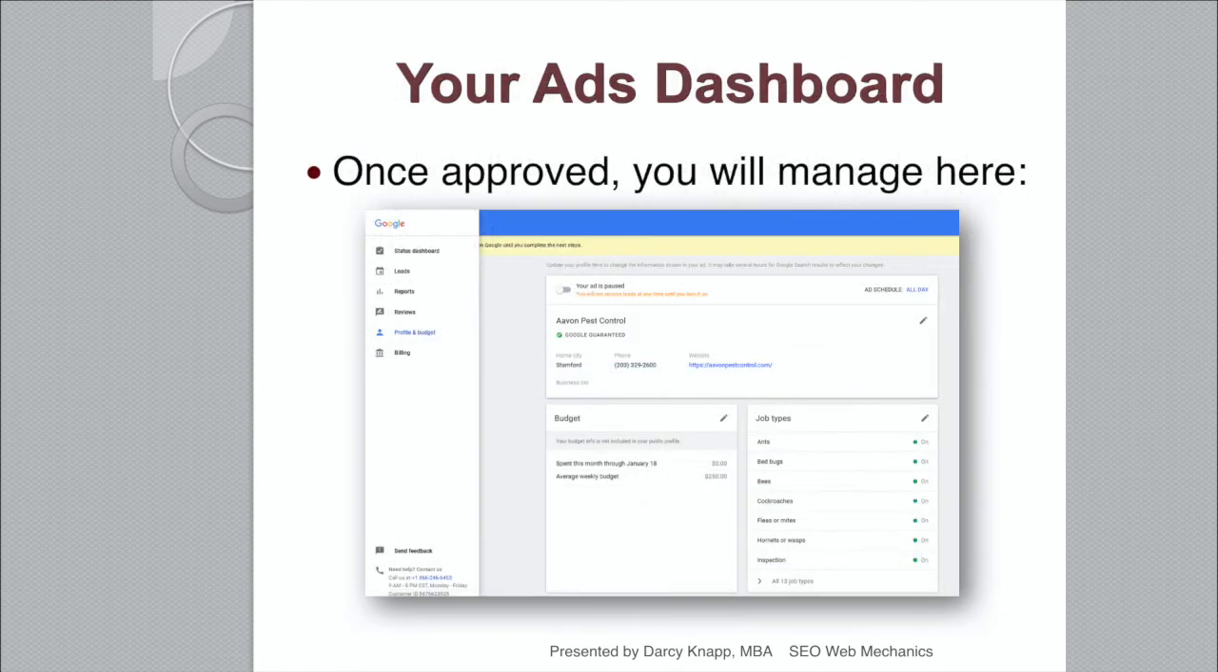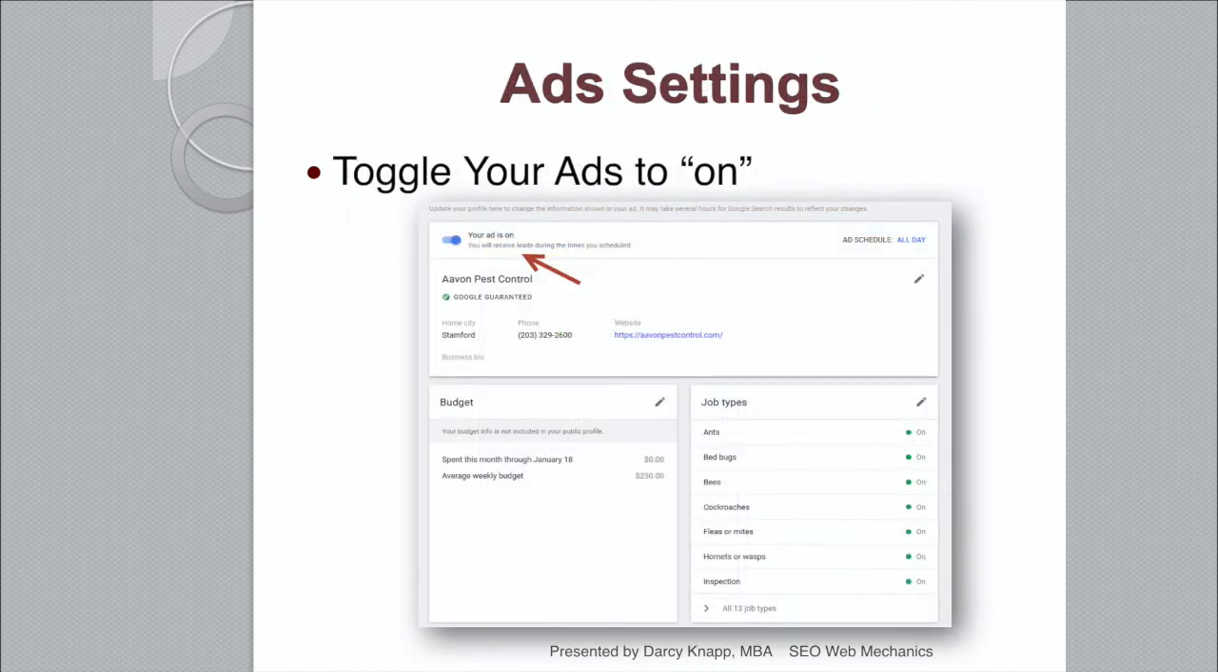Let's take a look at your ads dashboard. Once you're approved, this is where you're going to manage your ads, your budget, and your leads. Your ads need to be first turned on. That's going to be toggling the top pause button to an on status, and then you can adjust more information on your dashboard. Your first step is going to be to toggle your ads into the on position.